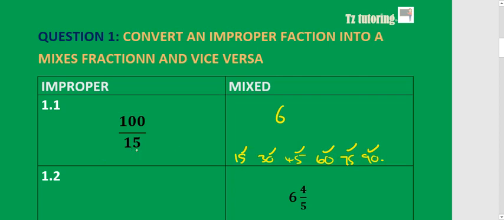And from 90 to 100, the remainder is 10. Of course, we need to put that over that 15. So we've got a whole number of 6, and we can simplify the fraction part because 5 can go into 10 and into 15. So 5 goes into 10 twice, and 5 goes into 15 3 times. That is our solution.